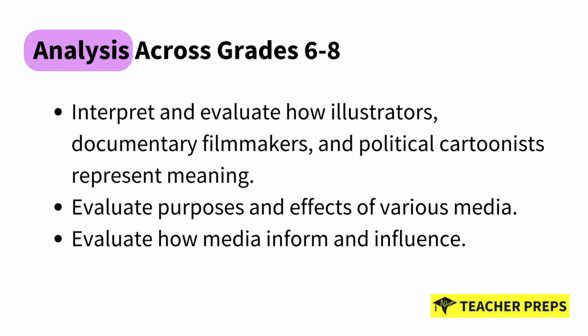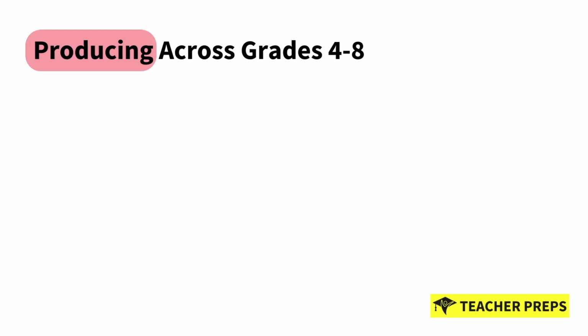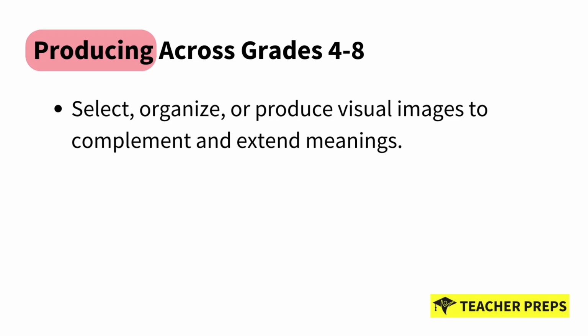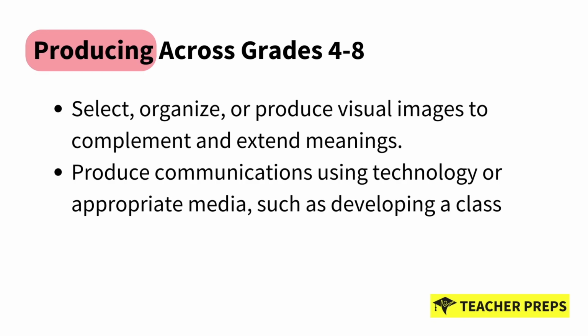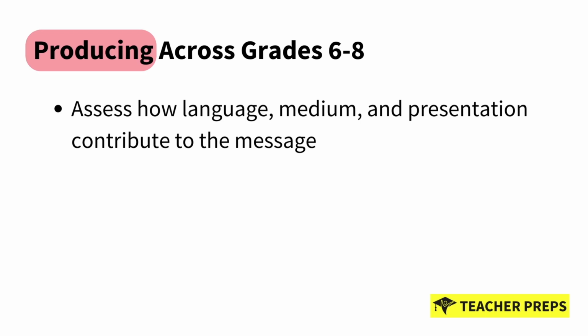Now, moving on to the third viewing and representing text guidelines, this is producing across grades 4 through 8. Students are expected to be able to select, organize, or produce visual images to complement and extend meanings. Produce communications through using technology or appropriate media such as developing a class newspaper, multimedia reports, or video reports. And finally, one last quick note to focus: students are expected to be able to assess how language, medium, and presentation contribute to the message.